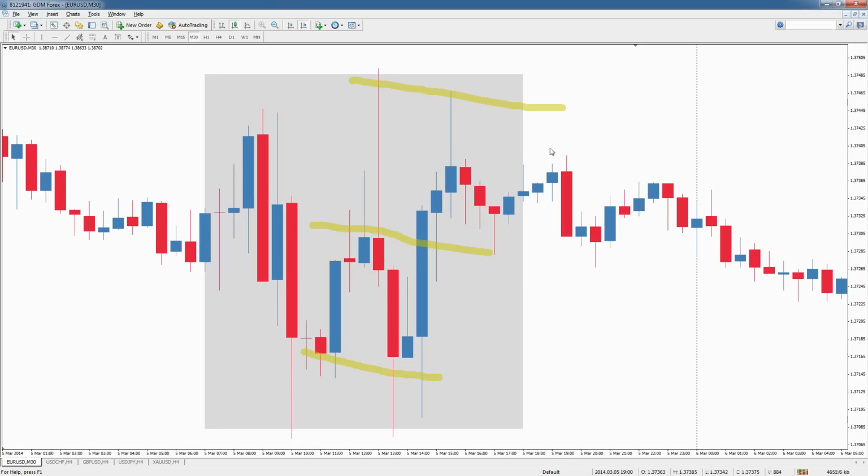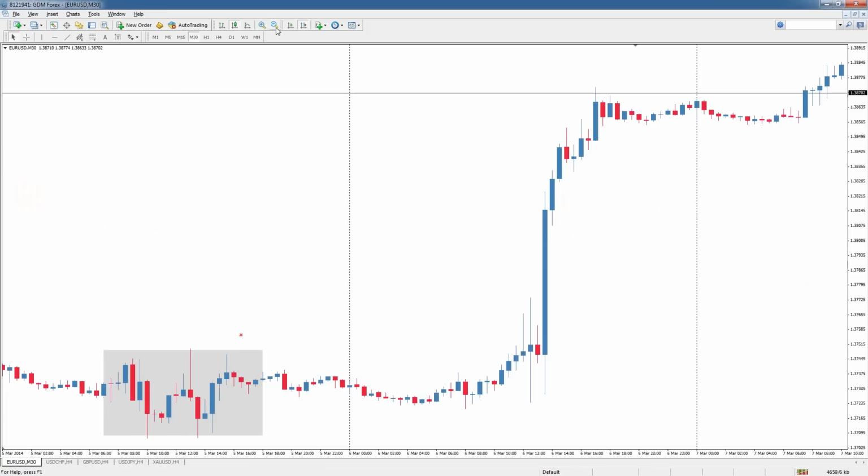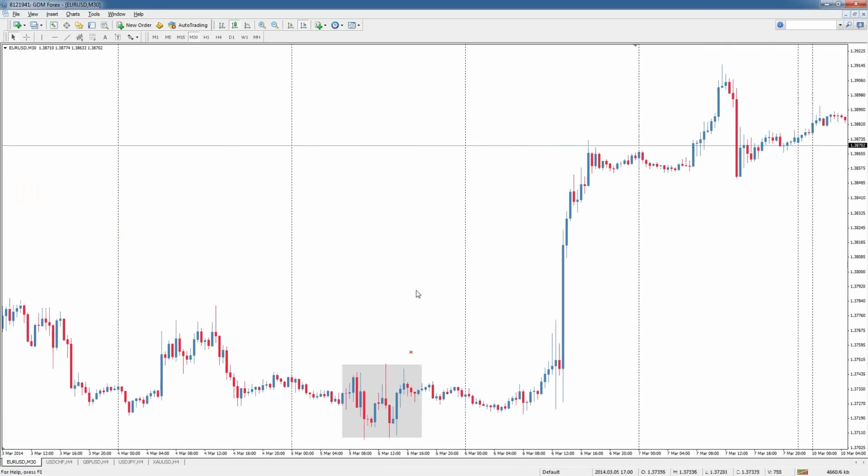Therefore, when the market is moving sideways, just to sum it up, it would be a good idea to stay pretty much clear of double bottoms and double tops we spot. Now let's zoom out just a little bit.